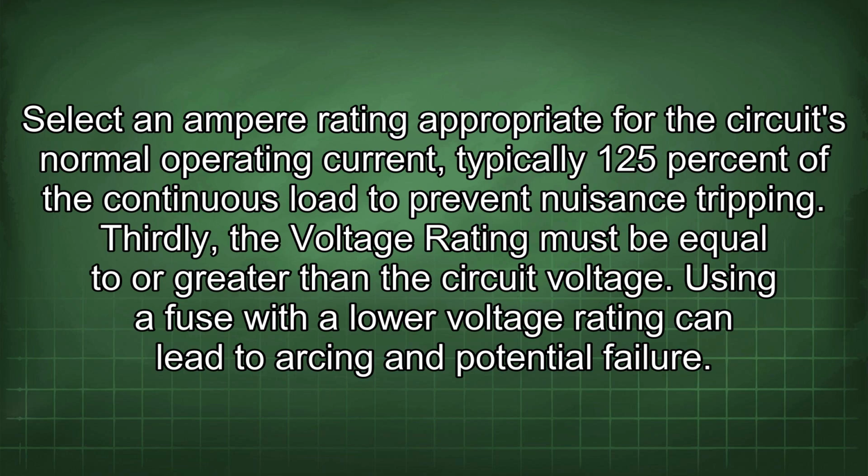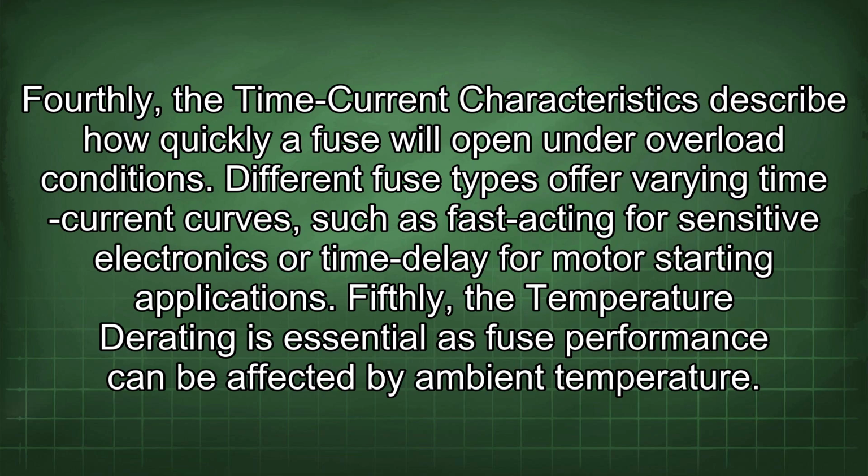Select an ampere rating appropriate for the circuit's normal operating current, typically 125% of the continuous load, to prevent nuisance tripping. Thirdly, the voltage rating must be equal to or greater than the circuit voltage. Using a fuse with a lower voltage rating can lead to arcing and potential failure. Fourthly, the time current characteristics describe how quickly a fuse will open under overload conditions.